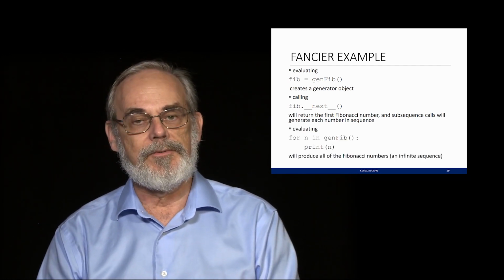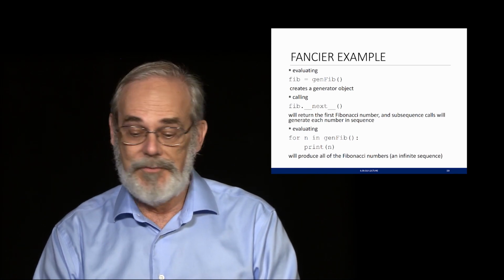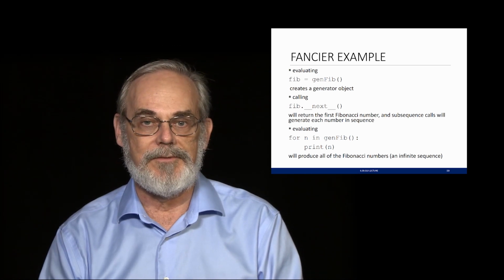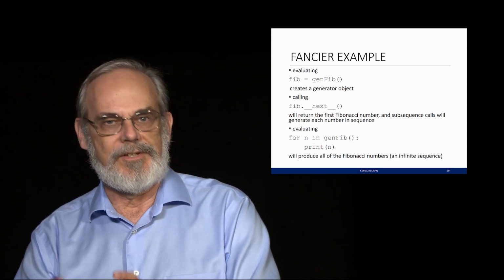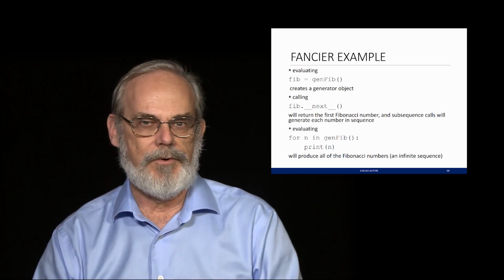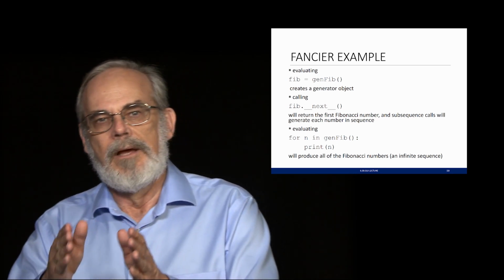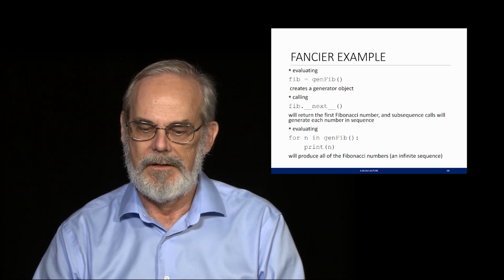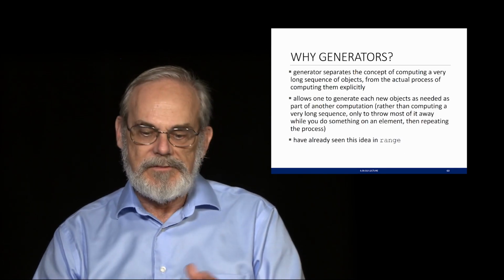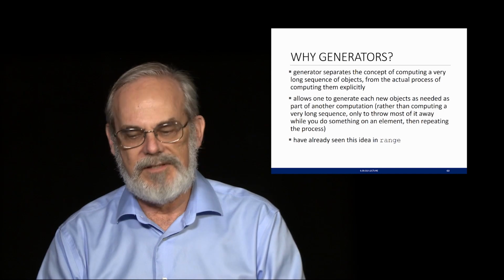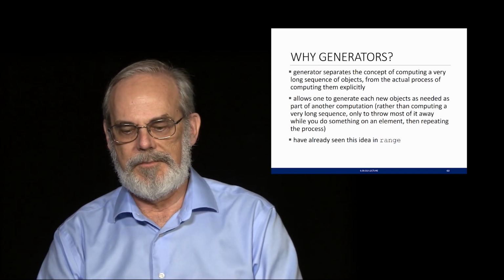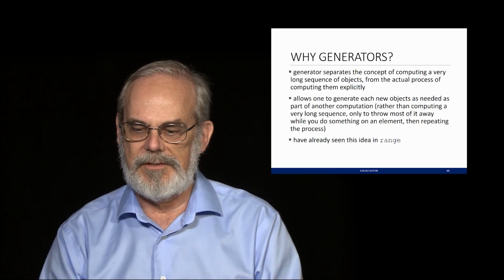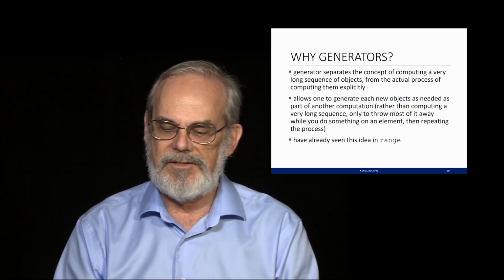And in fact, if I were to create this loop, which I'm not going to, it would produce all of the Fibonacci numbers until I ask it to stop, an infinite sequence of them. I don't recommend you necessarily program this way, but you can see the power of the generator because I'm separating where I stop in the operation from the overall operation I'm trying to encode. Why is that valuable? Well, generators nicely separate out the apparent computation from the actual one. It separates the concept of computing a very long sequence of objects from the actual process of getting them explicitly.